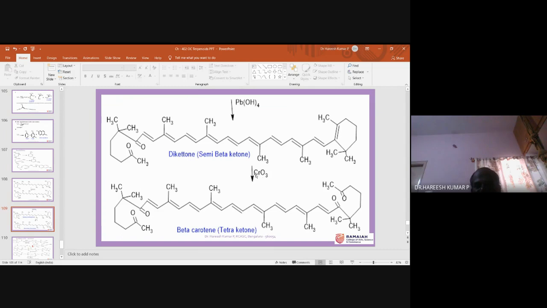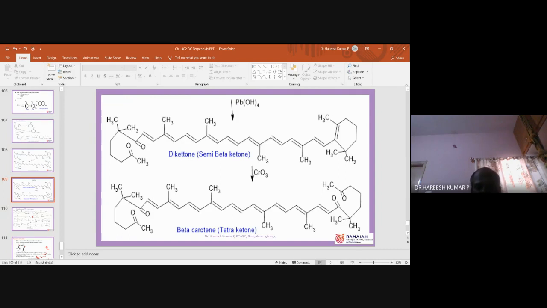When it is treated with chromium trioxide, this particular double bond gets converted into ketones. This is what is called beta carotene, more particularly a tetraketone. Here there are 2 ketones, and this is 2 ketones. That means it's a tetraketone. Then I will go to the next. So these are the oxidized products. And what is the next target?